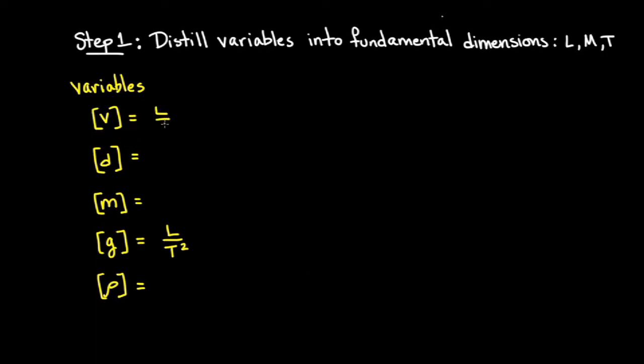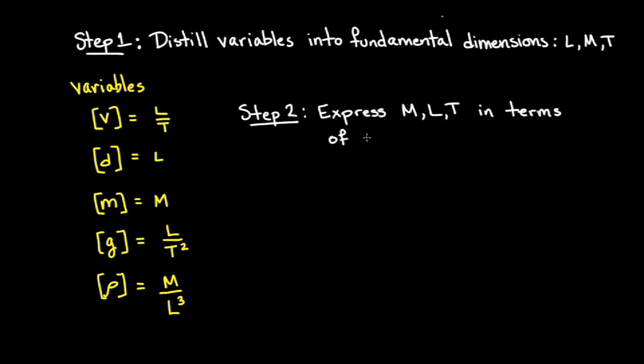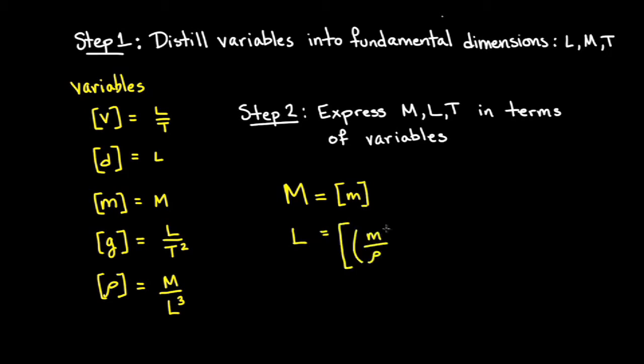Velocity is length per time. Diameter is length. Mass is mass. And density is mass per length cubed. The second step is to express the fundamental dimensions of mass, length, and time in terms of our variables. We can write m as little m. We can write L as mass divided by density to the 1/3 power. We can write t as velocity divided by gravity.